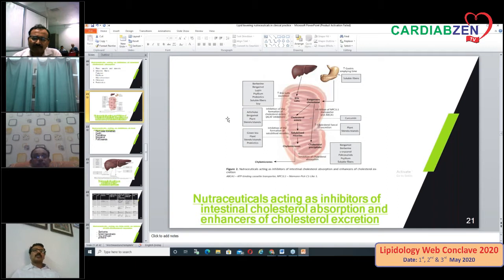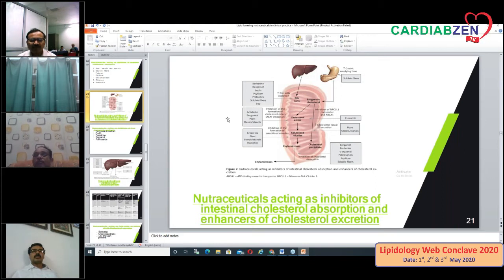Of course, the cholesterol can precipitate in the gut by various nutraceuticals like bergamot, berberine, policosanols, psyllium, and other soluble fibers. Plant sterols or stanols can lead to precipitation of the cholesterol being ingested from outside, that is, exogenous cholesterol. Or curcumin, which is a very important ingredient in our daily food habits, that is haldi.